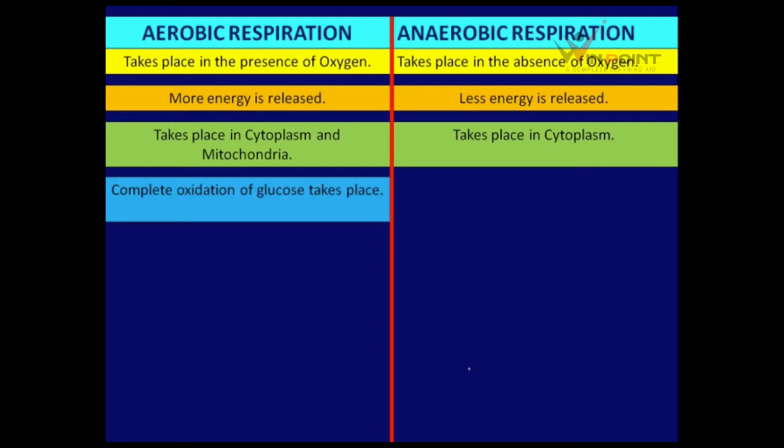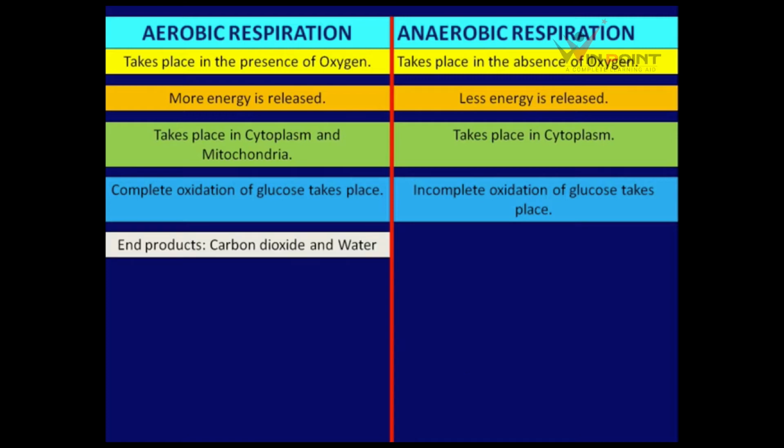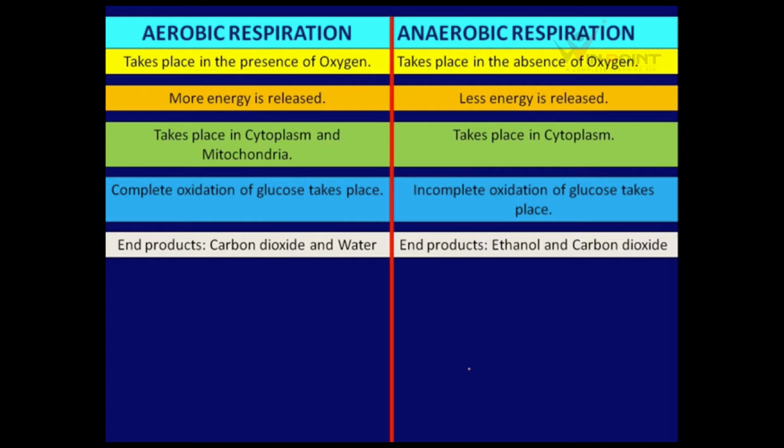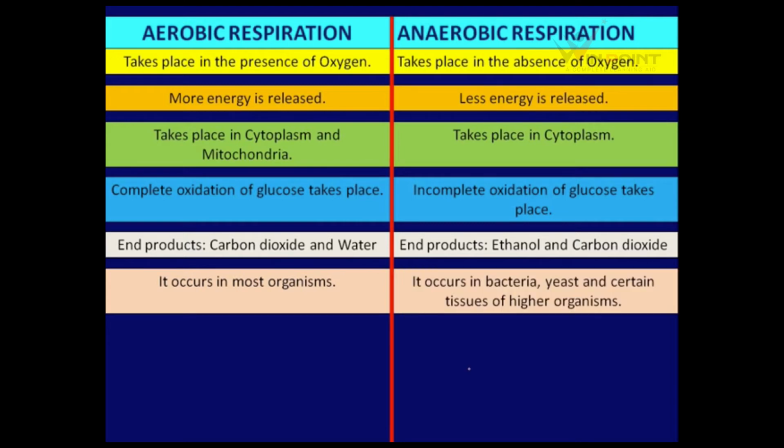Complete oxidation of glucose takes place in aerobic respiration, whereas incomplete oxidation of glucose takes place in anaerobic respiration. The end products of aerobic respiration are carbon dioxide and water. The end products of anaerobic respiration are ethanol and carbon dioxide. Aerobic respiration occurs in most of the organisms. Anaerobic respiration occurs in bacteria, yeast and certain tissues of higher organisms.